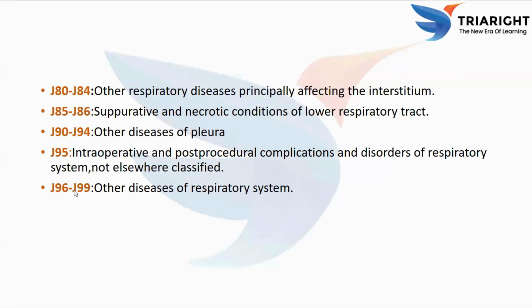So coming to J96 to J99, this covers other diseases of the respiratory system. It covers miscellaneous and complex respiratory disorders which are not included elsewhere. The codes which are not included above are coded over here, so it represents the miscellaneous section of respiratory problems. We will learn about each and every code description briefly.